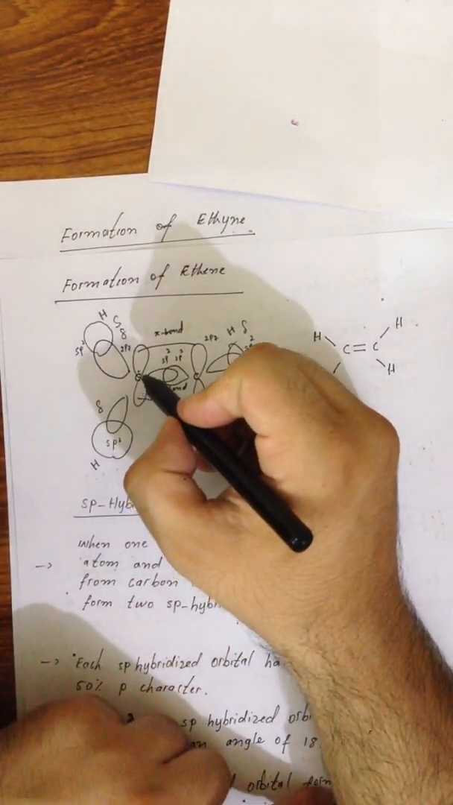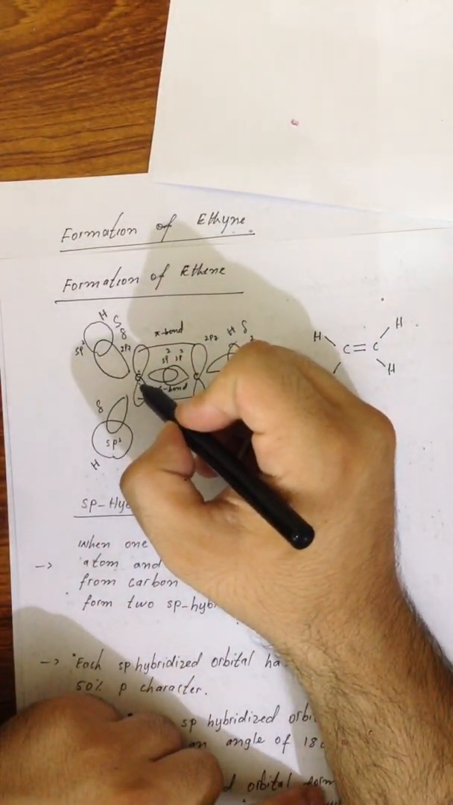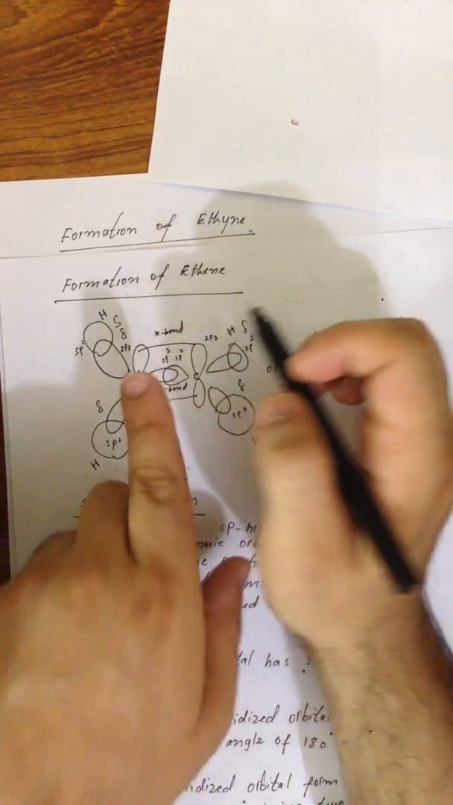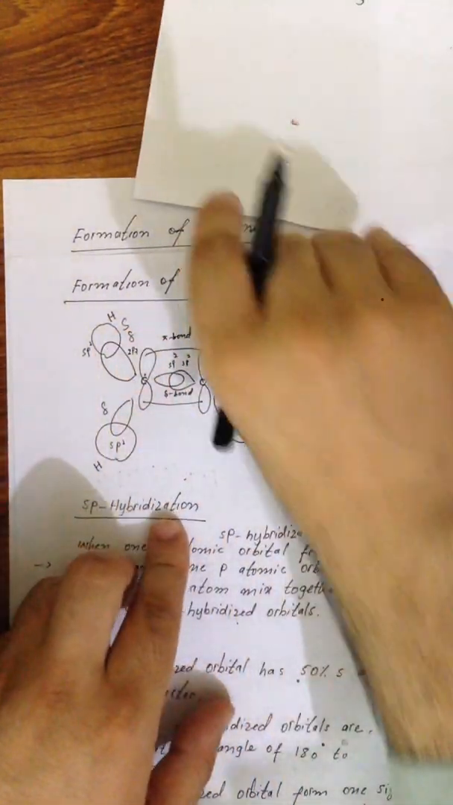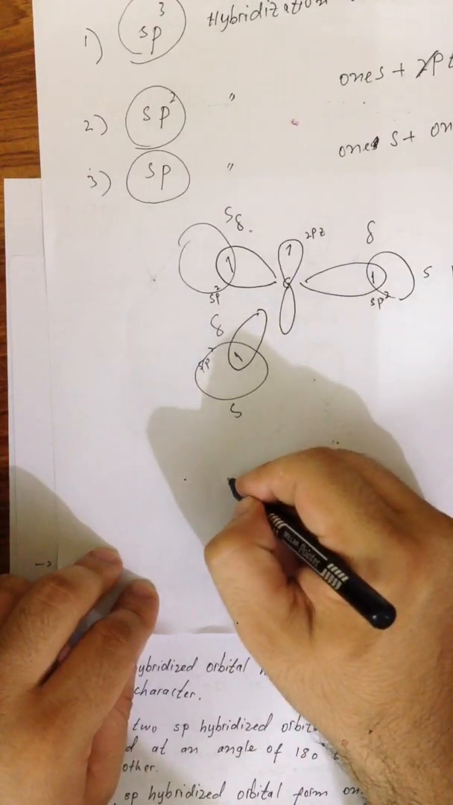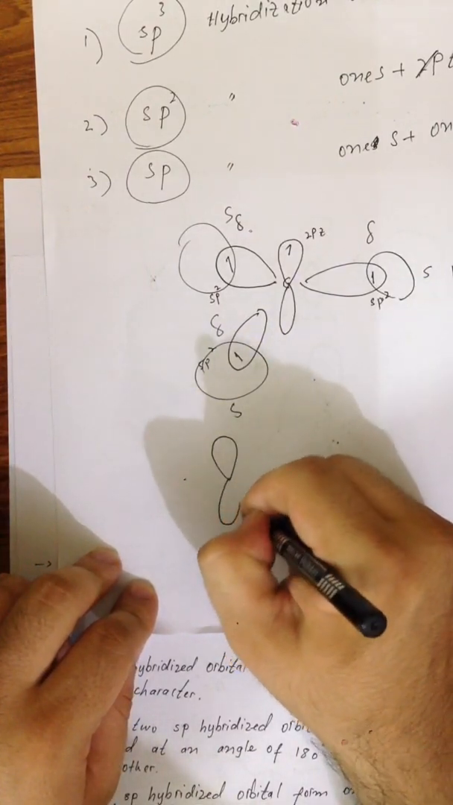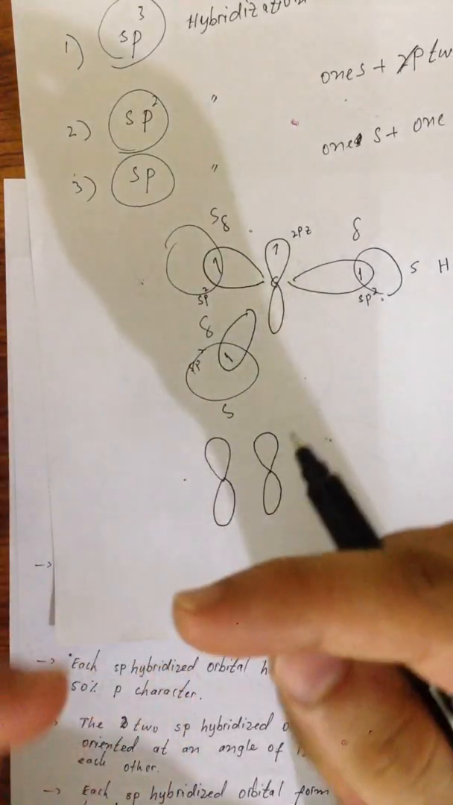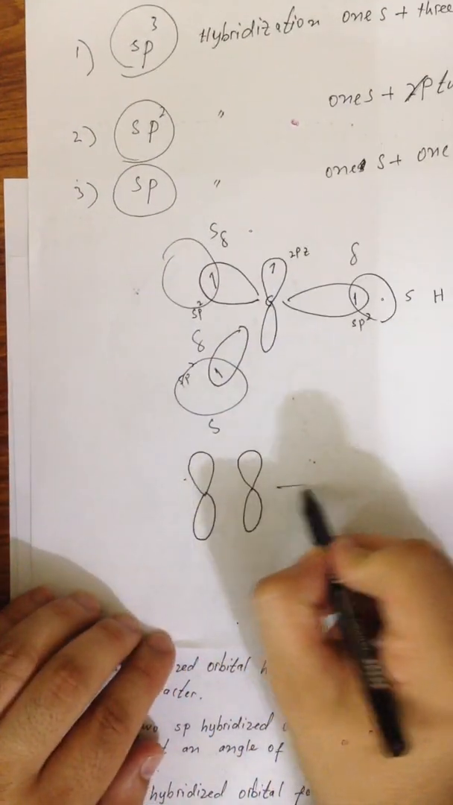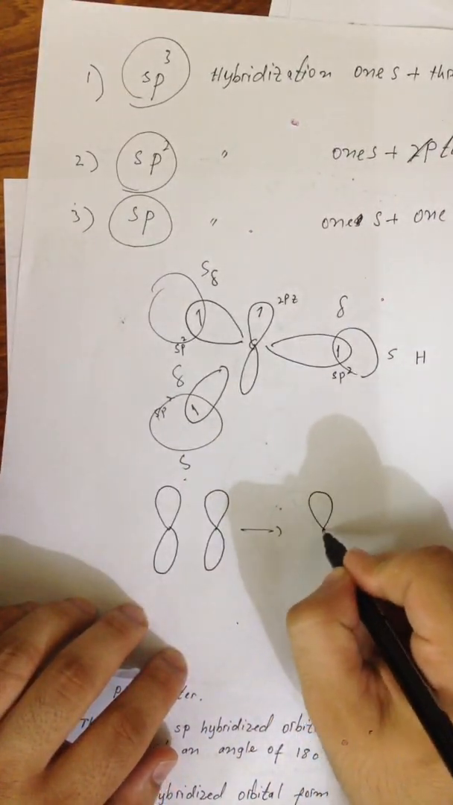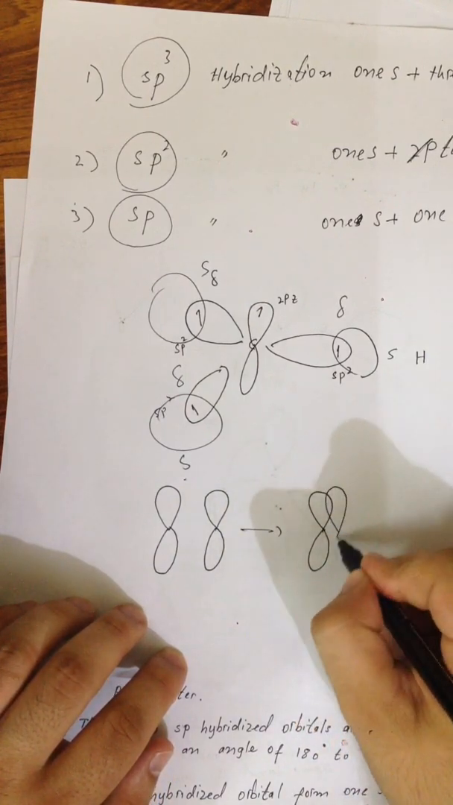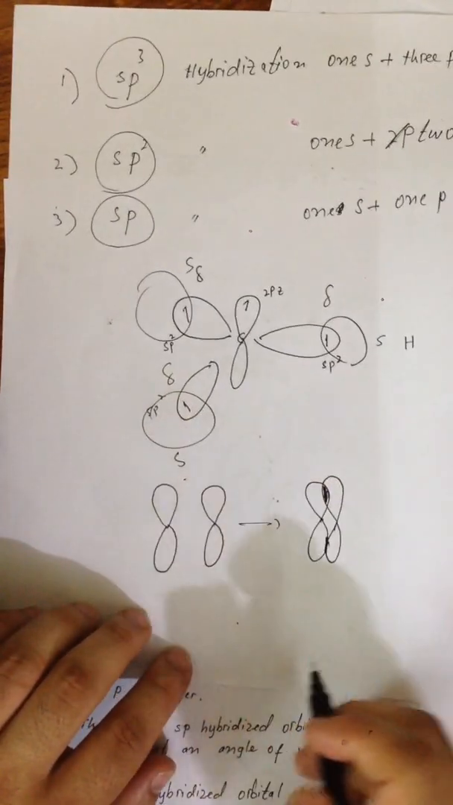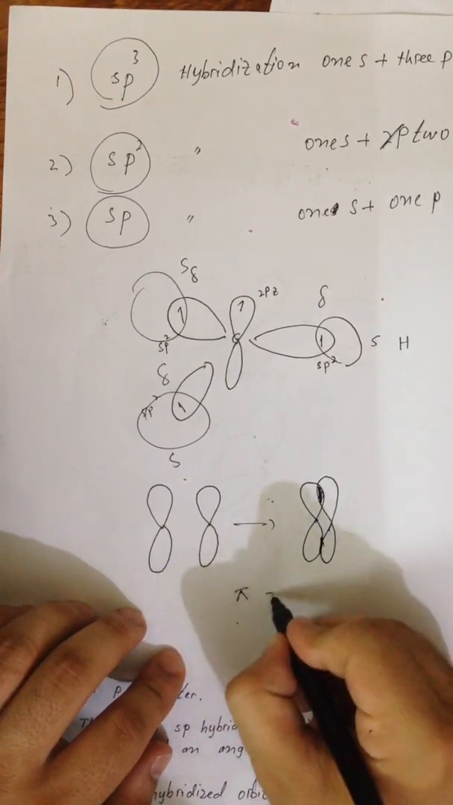Each carbon atom has got an unhybridized p orbital. These p orbitals cannot have a head-on overlap, so what happens is, they are represented like this. These are the unhybridized orbitals. They cannot have a head-on overlap, so only their sides are going to overlap with each other, just like that. Only their sides will overlap. This kind of bond is called a pi bond.